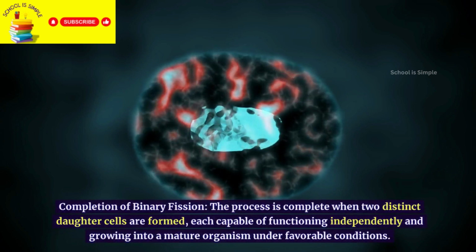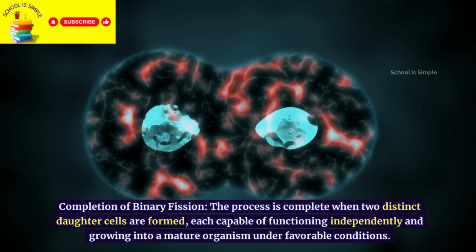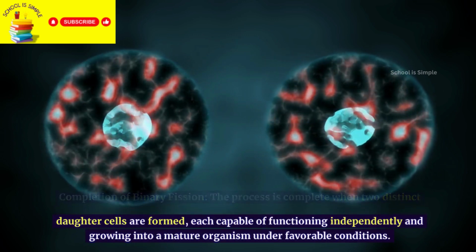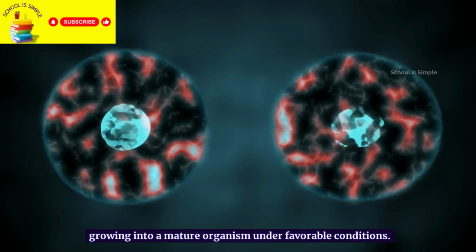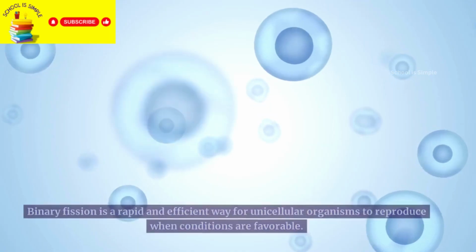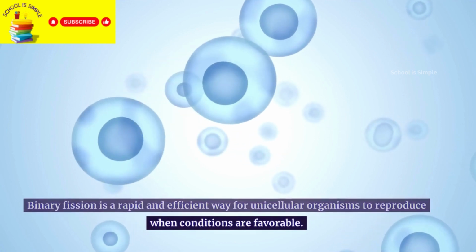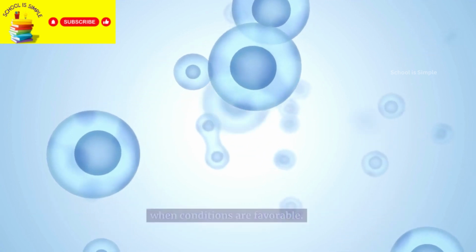The process is complete when two distinct daughter cells are formed, each capable of functioning independently and growing into a mature organism under favorable conditions. Binary fission is a rapid and efficient way for unicellular organisms to reproduce when conditions are favorable.